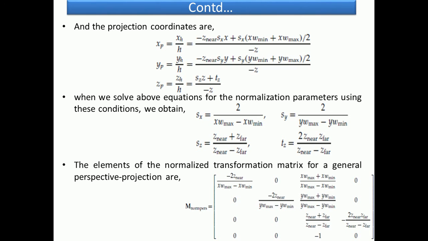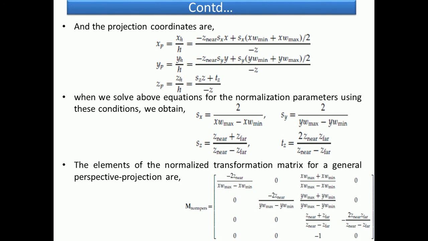So is it clear? The conditions are: the projection coordinates are minus 1, minus 1, minus 1 when the input coordinates are xw min, yw min, z near. Similarly, we want the projection coordinates to be 1, 1, 1 when the input coordinates are xw max, yw max, z far. So these are the conditions.